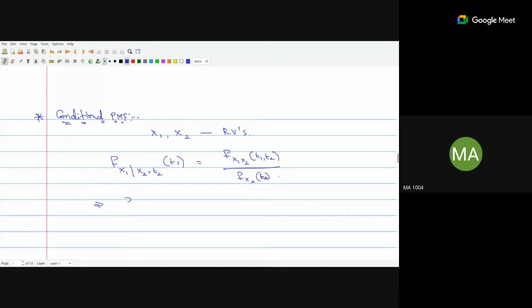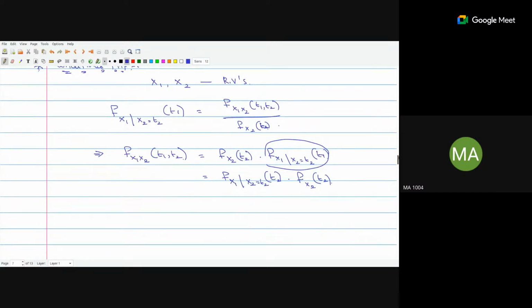Or else, observe carefully, this joint I can write as f_{X2}(t2) times the conditional probability f_{X1 given X2 = t2}(t1). Or I can bring this term to this side: the conditional f_{X1 given X2 = t2}(t1) times f_{X2}(t2).